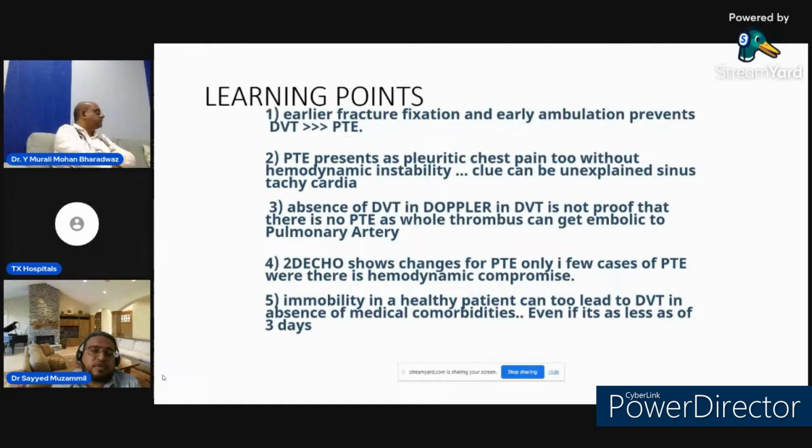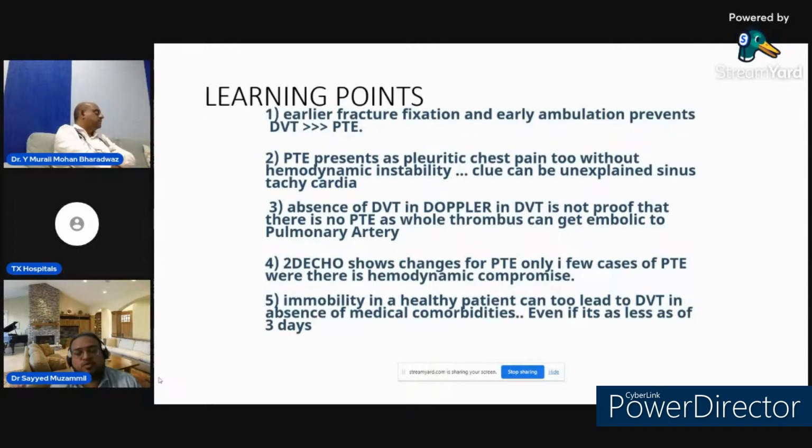Pulmonary thromboembolism can present as pleuritic chest pain too, without hemodynamic instability. The clue can be unexplained sinus tachycardia only. The typical ECG that we say, S1Q3T3, is present in only 24% of cases. The most common finding in pulmonary embolism is sinus tachycardia. Absence of DVT in Doppler is not proof that there is no pulmonary thromboembolism, because many times the whole thrombus that has formed at the lower limb can embolize to the pulmonary artery, causing pulmonary embolism.